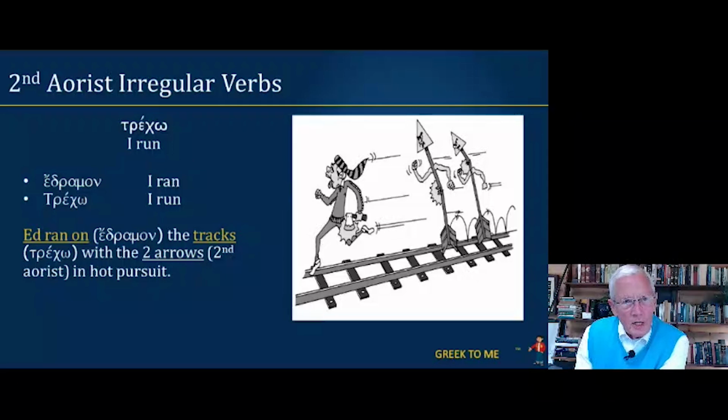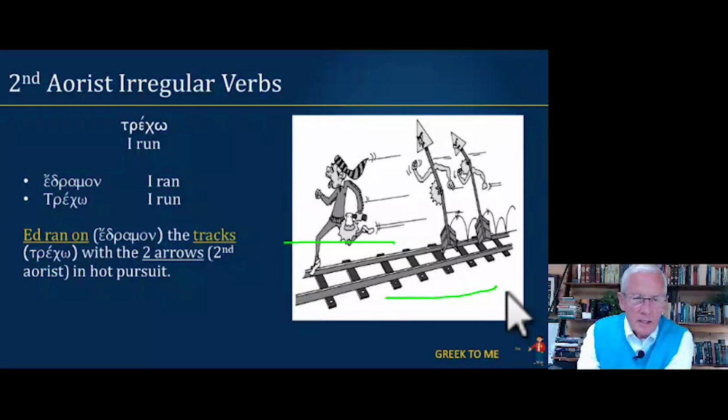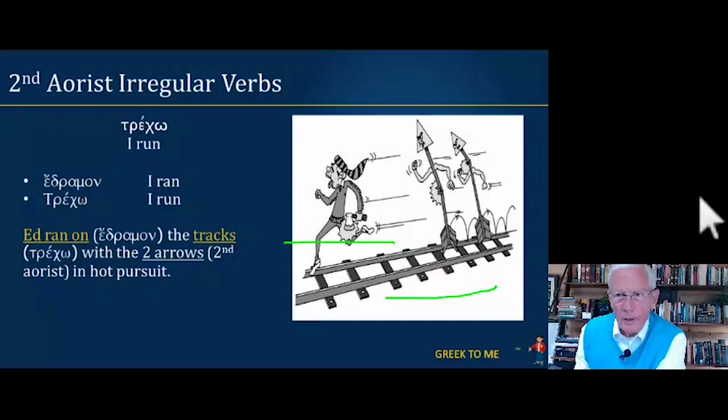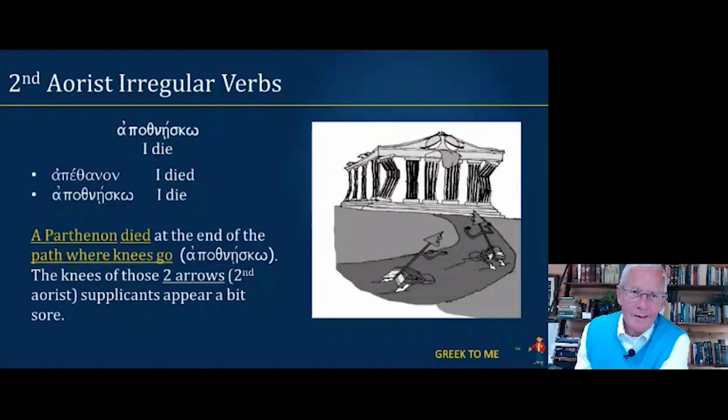Next we have trecho, I run. The second aorist is edramon. So here we have a little picture of Ed ran on the tracks. And the tracks remind us of trecho with the two arrows for second aorist in hot pursuit. So Ed ran on for edramon, the tracks with the two arrows in hot pursuit.